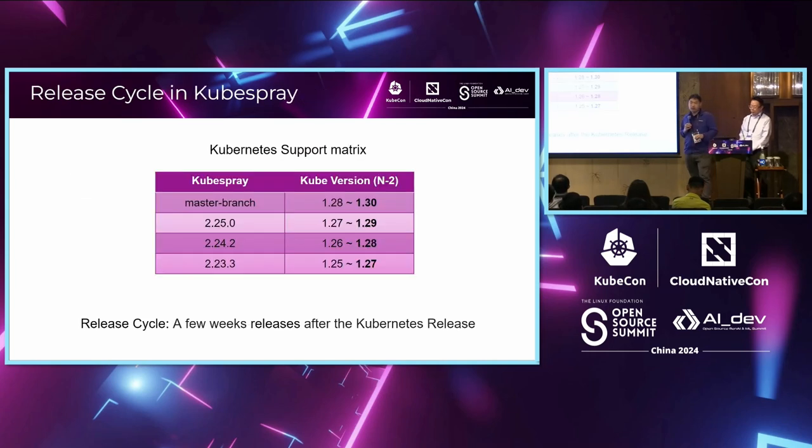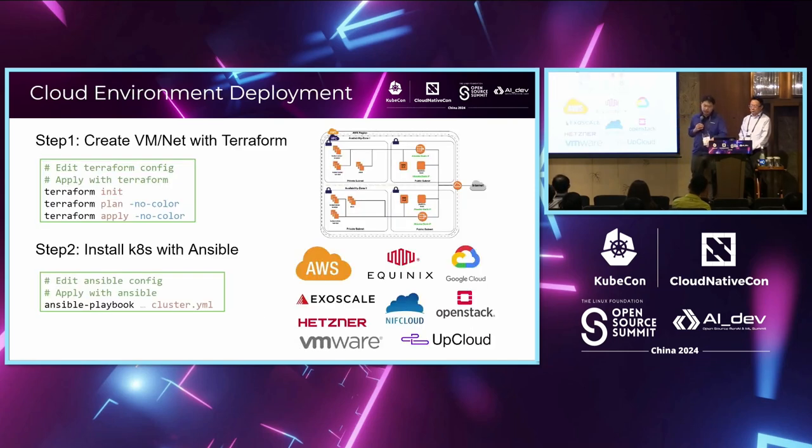As for the release cycle, Kubespray will release after the Kubernetes release, in about a month. This is the support matrix. We support about three versions, and we will release new versions within a month. So for every Kubernetes minor version release, Kubespray will release.